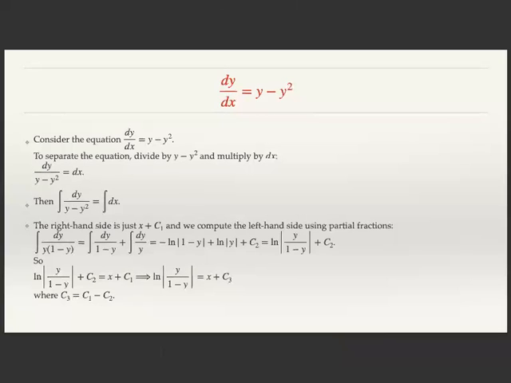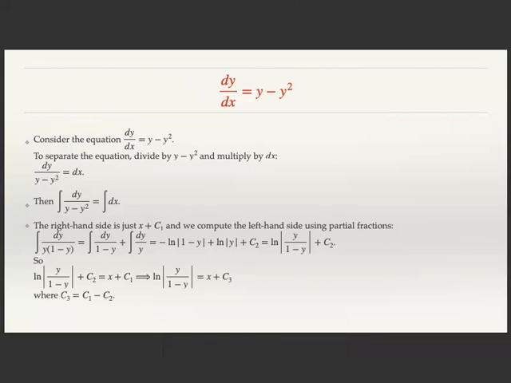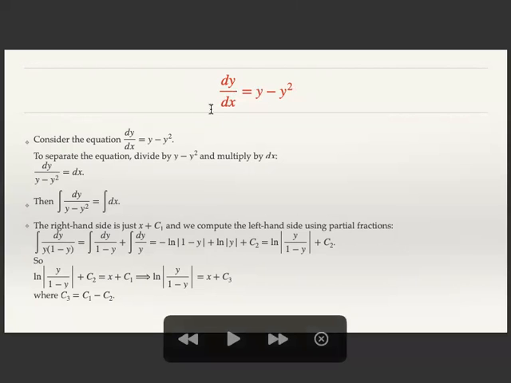Right, let's consider another equation. I wrote this one in Leibniz notation: dy over dx is equal to y minus y squared. So let's solve this using the Leibniz notation. We divide by y minus y squared and formally multiply by dx. So dy over y minus y squared, because we divided by y minus y squared, is equal to dx.